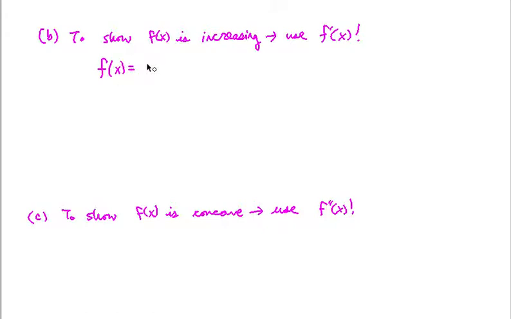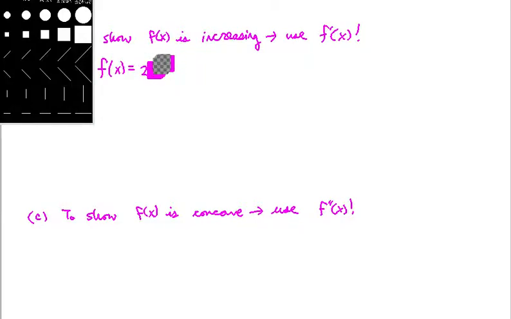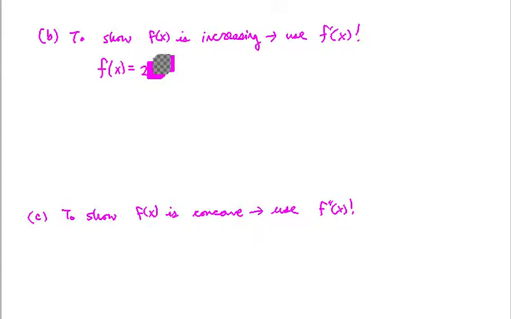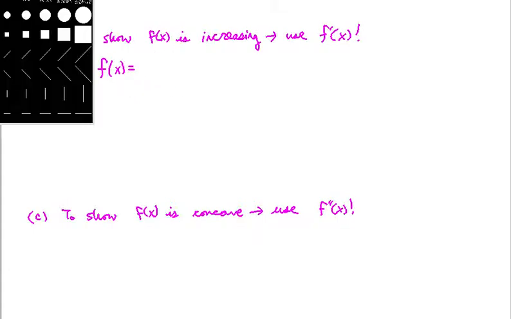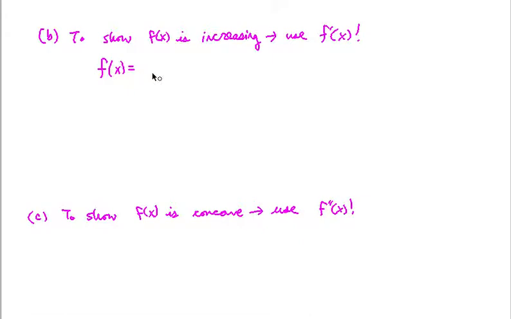Well, f of x was, let's just rewrite that here, 2 minus e to the minus x. Sorry, it should be 2 minus e there. Okay, so f of x equals 2 minus e to the minus x. If I take the derivative of that, the 2 goes to 0, and now I have minus e to the minus x times minus 1, so that becomes e to the minus x.